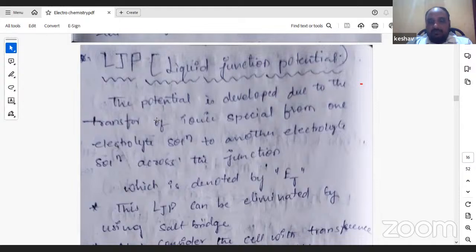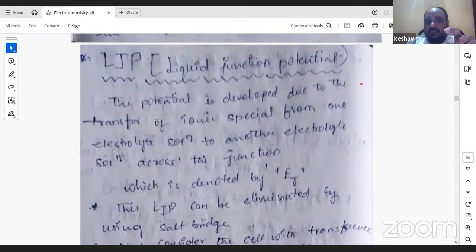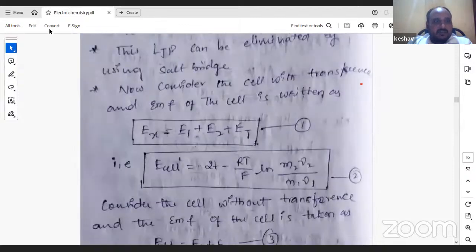In another way, one cell with transference will give the liquid junction potential. Another one is without transference. The subtracting of these two will give EJ. Very simple, right? So that we'll see. Now consider the cell.